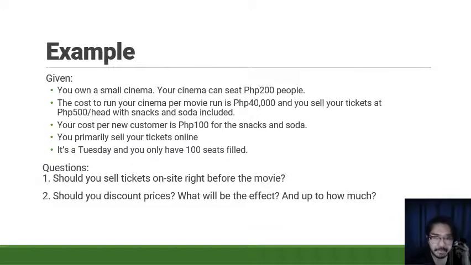Okay, so to further drill down this point, I'm going to provide you guys an example. In this example, we'll go through some of the decision-making processes involved in marginal thinking and try to understand this rather simple problem of a small business owner and how they can manage their business. Now, let's say you own a small cinema, and the cinema can seat about 200 people. The cost to run that cinema per movie run is about 40,000 pesos. So this is your fixed cost.